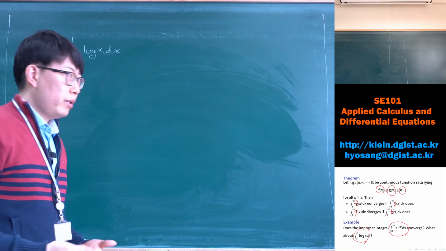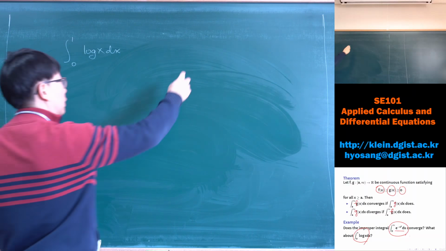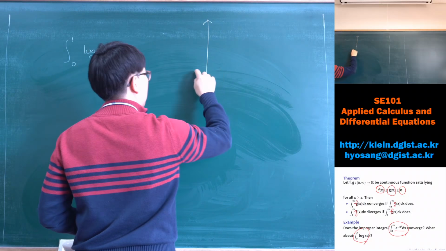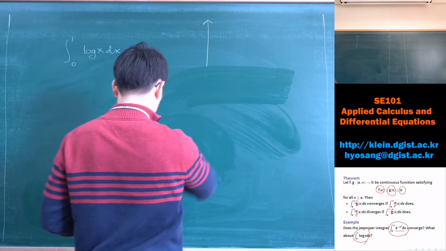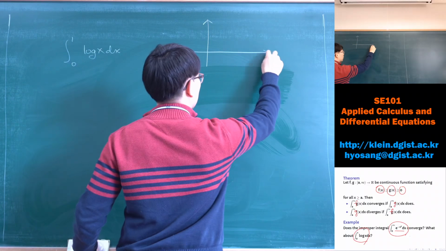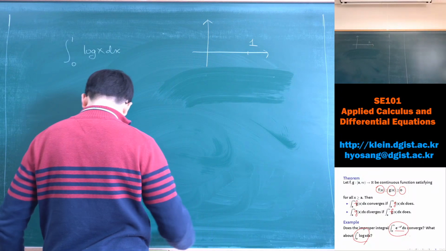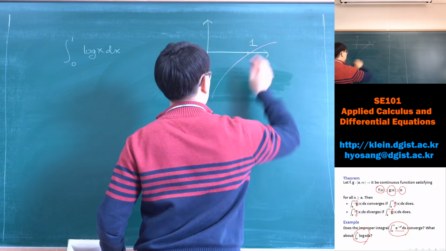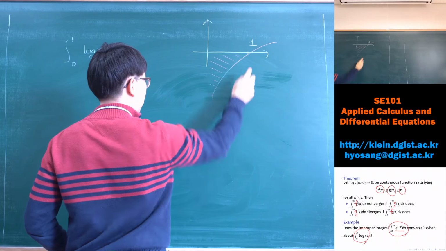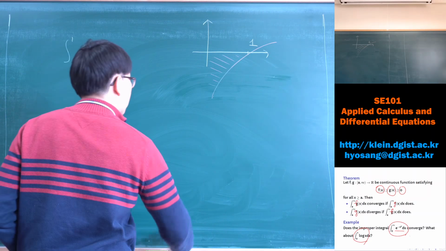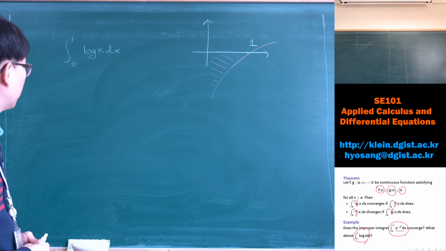So there are two ways of looking at this integration. One is simply looking at the meaning of improper integral. So you have a log function, from 0 to 1. So let's say 1 here. The log function looks like this, and we are looking at the unbounded area under the curve. So we are checking whether this area diverges or converges.